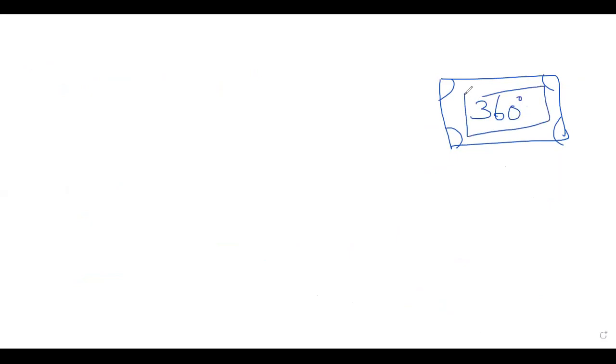And what is the sum of all the four angles of a quadrilateral? Take any quadrilateral, the sum of all four angles will be 360 degrees. Take any shape, any figure, any quadrilateral, the sum will be 360. Okay, now we'll see the different types of quadrilaterals.